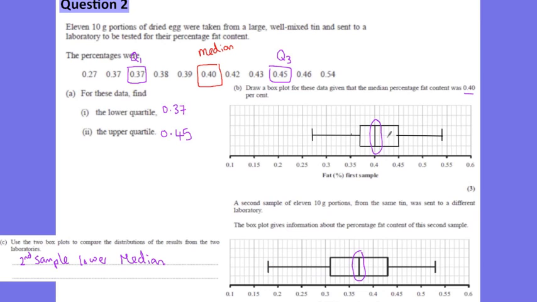We can also have a look at the interquartile range. We can see here that our interquartile range from 0.37 to 0.45 is smaller than our range for our second sample. So on both accounts, both the range and the interquartile range, the second sample has greater spread. Again, put the other way around, our first sample has a smaller spread.